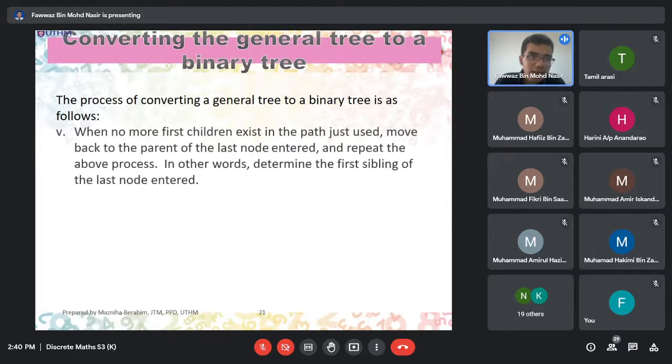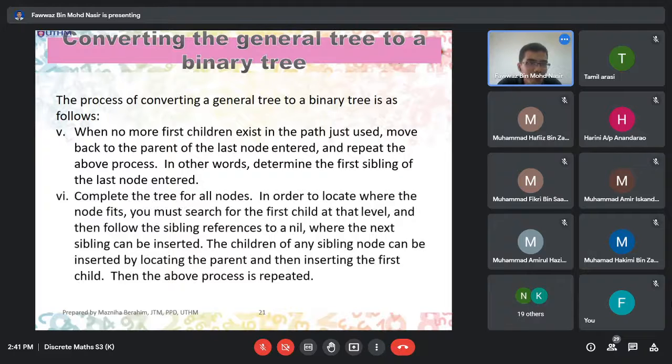Okay. And the next step is when no more first child exists in the path just used, okay, move back to the parent of the last node entered and repeat the above process. Okay, in other words, find the first sibling of the last node entered. Okay, then complete the tree for all nodes. In order to locate where the node fits, you must search for the first child at that level, and then follow the sibling reference to a nil. Okay, jadi kita follow the sibling reference tu sampailah habis sibling for that particular level.